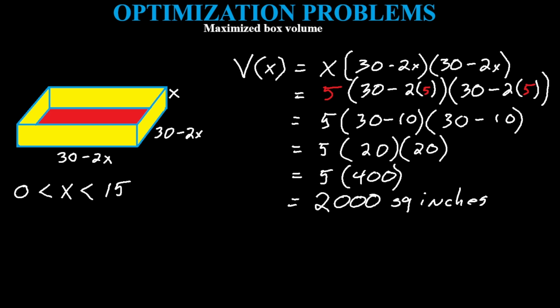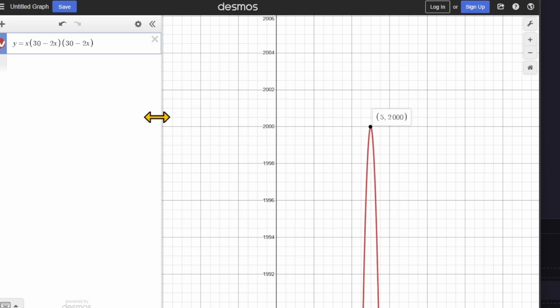If we go into Desmos, I've entered the equation for the volume of the box with respect to x, and the resulting equation on the interval from 0 to 15 for the x, we see at x equals 5 that the maximum volume with respect to x would be 2,000. So the graphing solution matches the solution we got from the optimization.